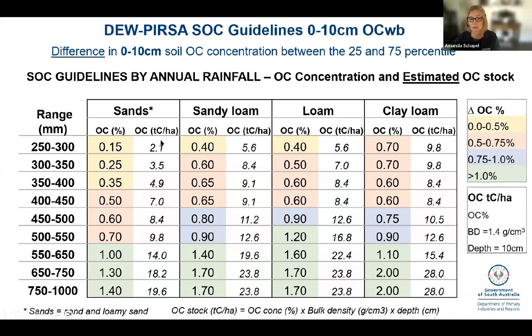So when we're talking carbon stocks, we're looking at probably a maximum of 5 tonnes of carbon per hectare, where our clay loams could probably get up to 10 tonnes a hectare. So that gives you an idea.